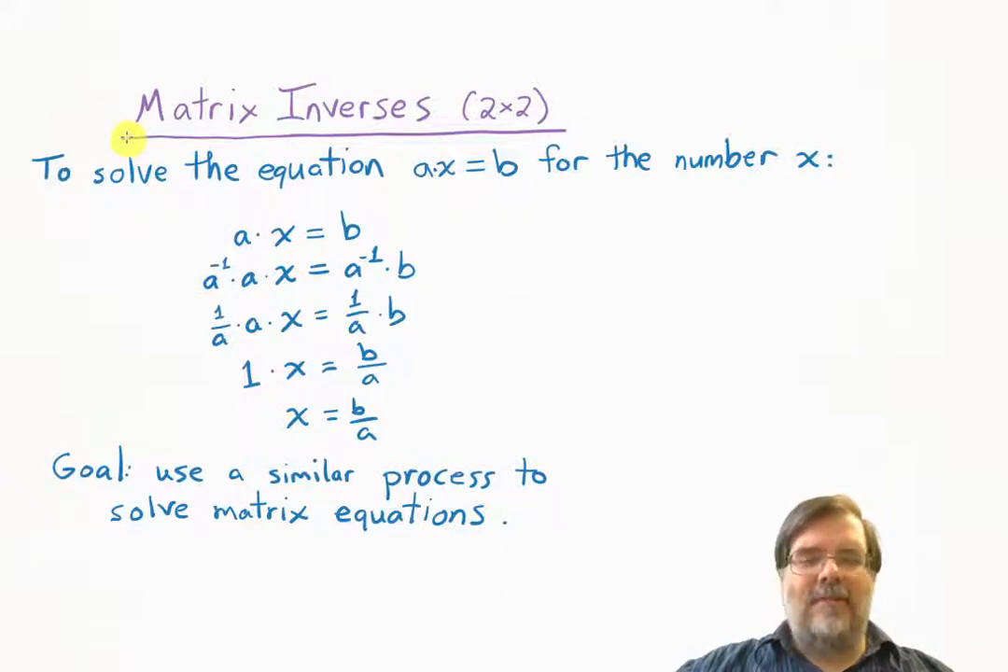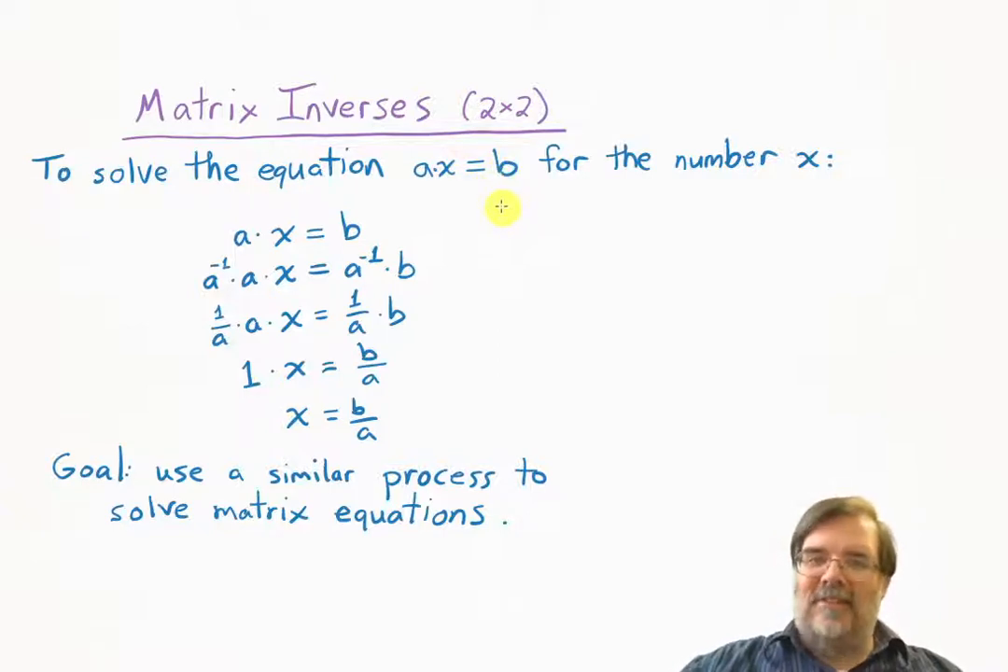But before we dive into that, let's take a close look at something you've known how to do for a while, solving a simple equation like this: a times x equals b for the number x. So these here are all numbers. They're not vectors, they're not matrices, just numbers. Now I know a lot of you are going to jump and say, x equals b over a, done. But let's take it slowly, one step at a time.